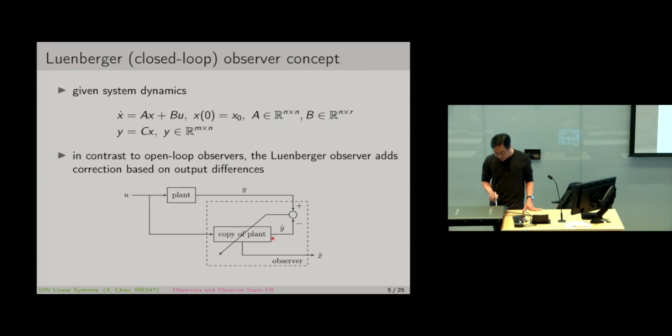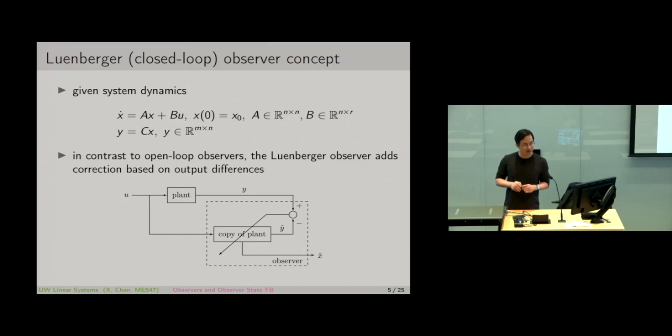But if there are some incorrect initial estimates, then this error will have some non-zero value, and we can use this to improve the state estimation part. And that is a closed loop observer now, because we are effectively using some feedback from the actual system and the estimated output. All right? This is called a Luenberger observer.